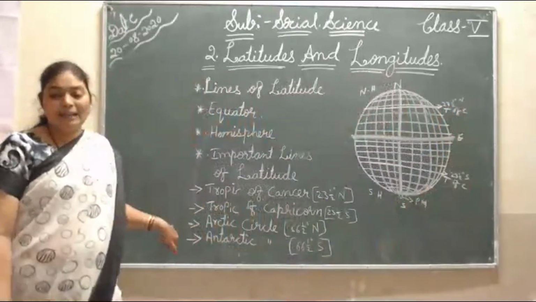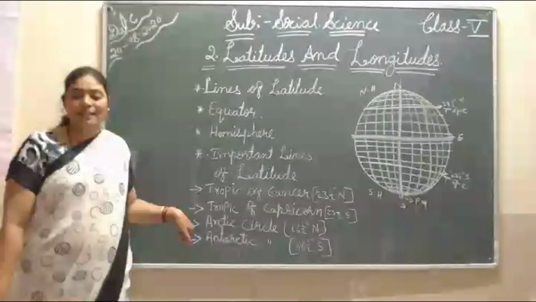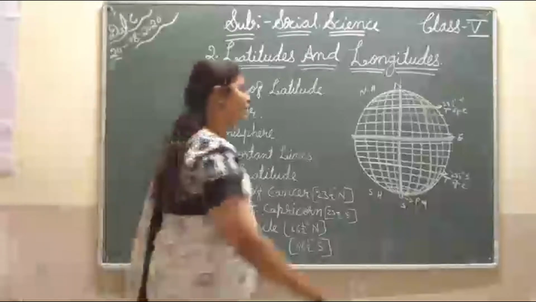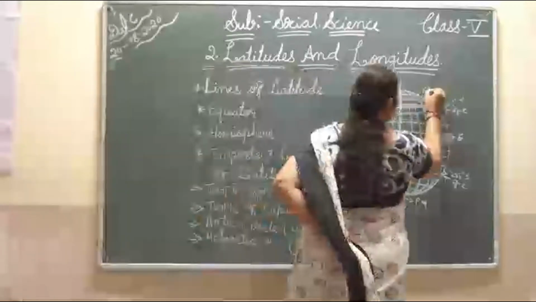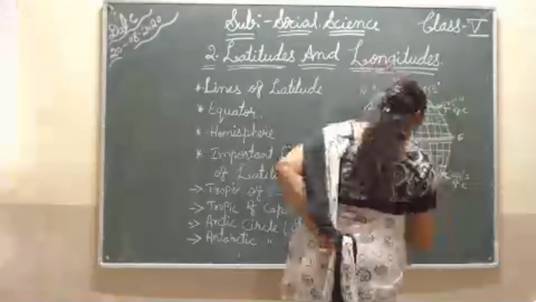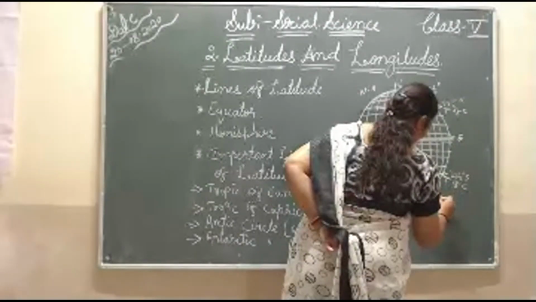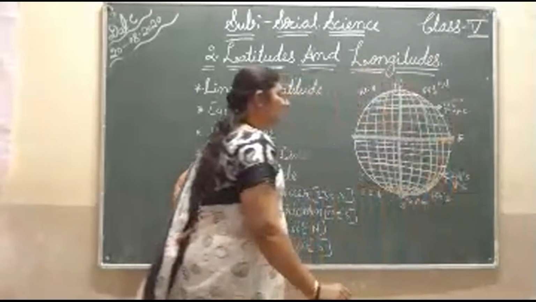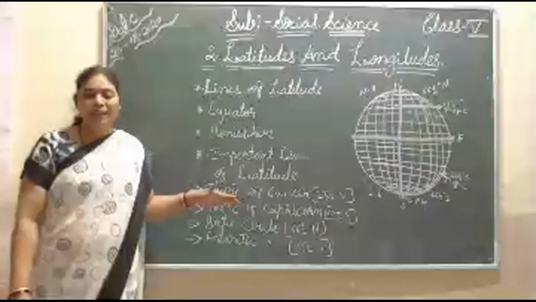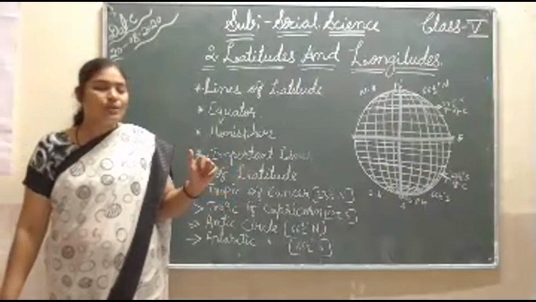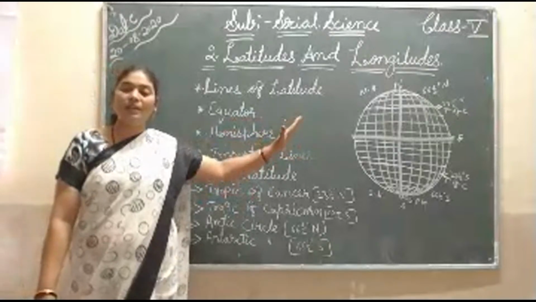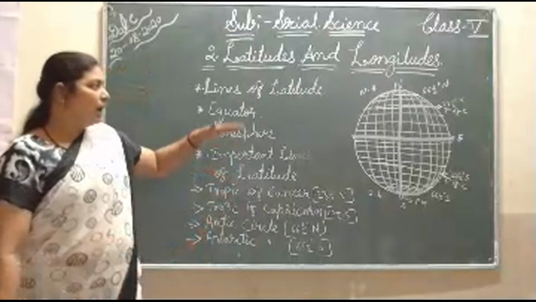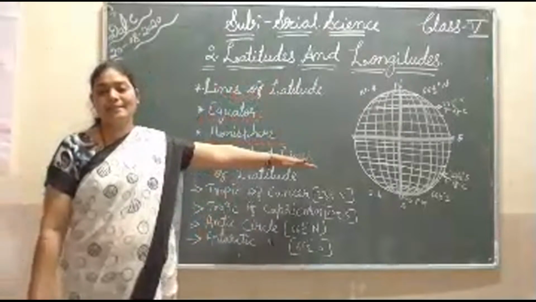Then the Arctic Circle and the Antarctic Circle. These are at 66 and a half degrees, north and south. These are the main, important lines. All these lines are parallel. They do not meet or touch each other at any place. So now we know how the latitude lines are.